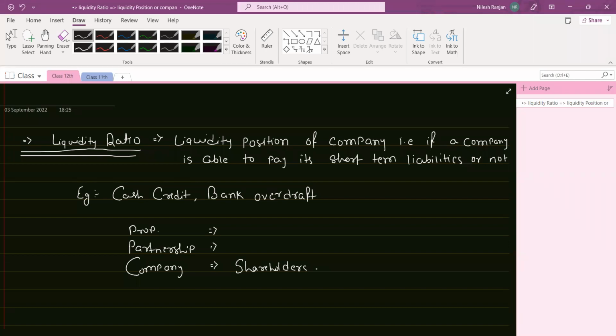Can they withdraw money from the business or not? No, they cannot. Let's say I am a shareholder of SBI and also of Tata Motors, the car company. Can I withdraw money from the Tata Motors account? No, I have no authority over their accounts.